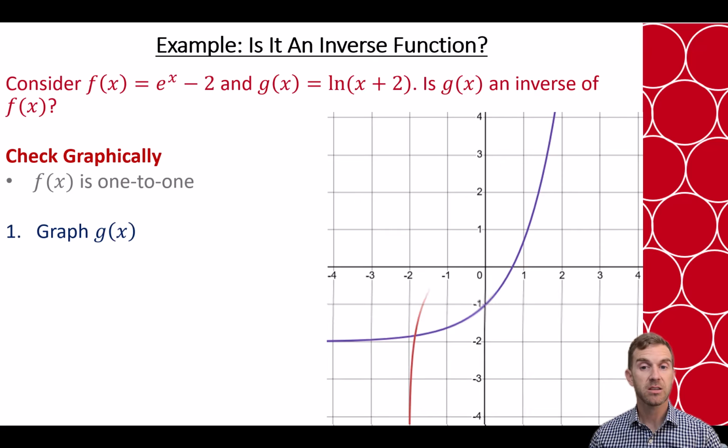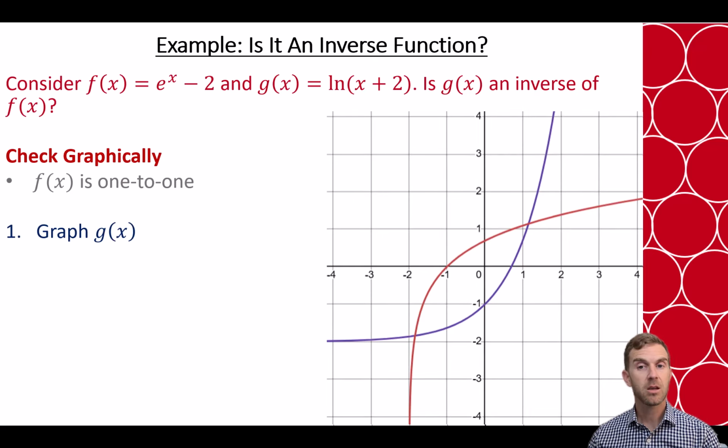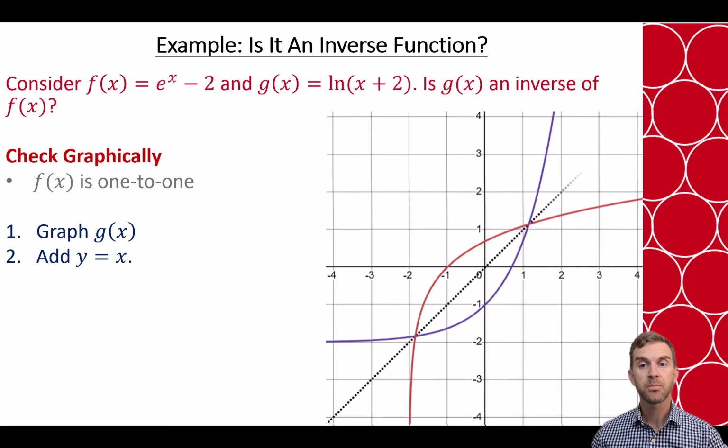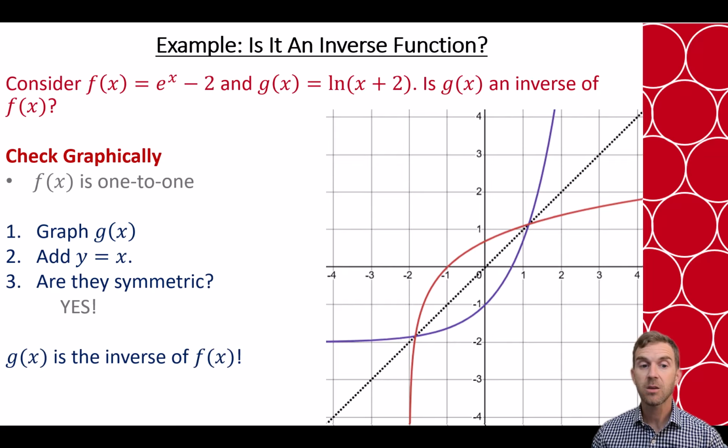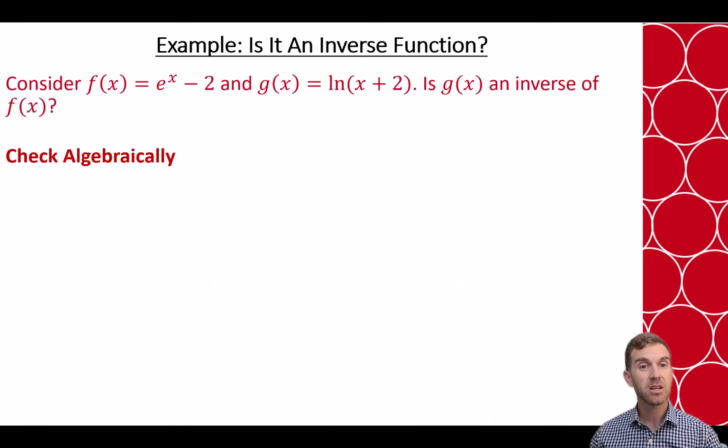Now, what does that mean for trying to understand the inverse? So let's graph g of x. When I graph it, I can say, oh, that actually does look pretty symmetric, but is it along y equals x? So let's put in y equals x here. And we say, yes, actually it is symmetric along the line y equals x. So we would say, yes, graphically, we can tell this is the inverse of e to the x minus 2. Now we can check it algebraically as well.